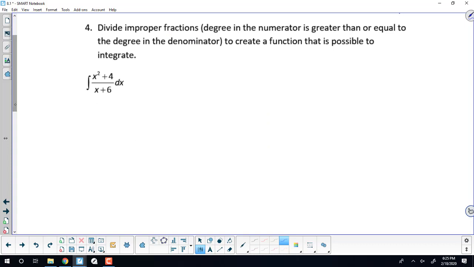So this one again is improper. Like I said, usually on the exam or on the homework, it's not going to tell you that it's a certain thing. You just have to recognize it. So improper fraction, we're going to then divide x squared plus 4 by x plus 6.